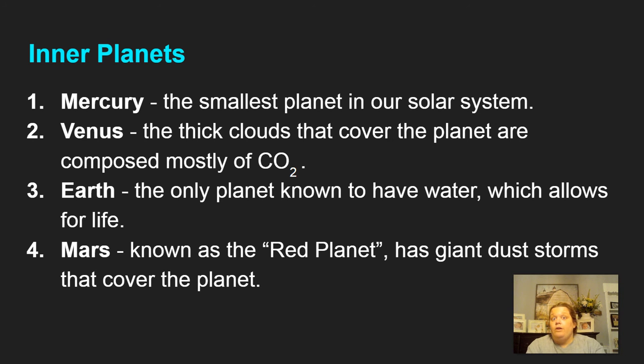So those are our four inner planets: Mercury, Venus, Earth, and Mars. Mercury, Venus, Earth, Mars. My very eager mother. Okay. Mercury's our smallest. Venus is just a big cloud of carbon dioxide. Earth is the only planet with liquid water and life forms. And then you have Mars, which is our red planet, which is a great big dust storm.